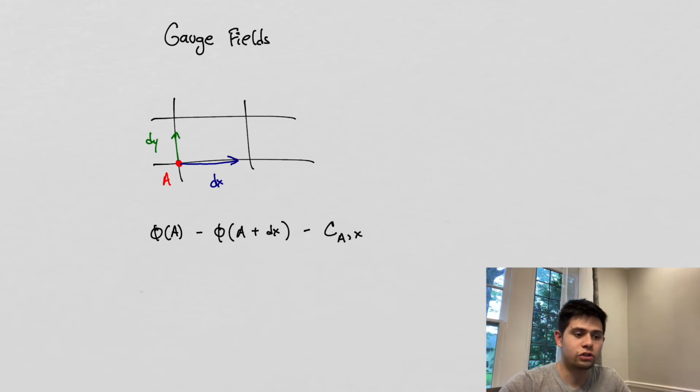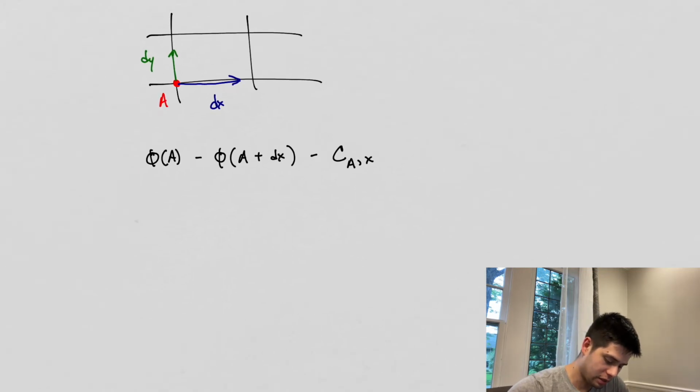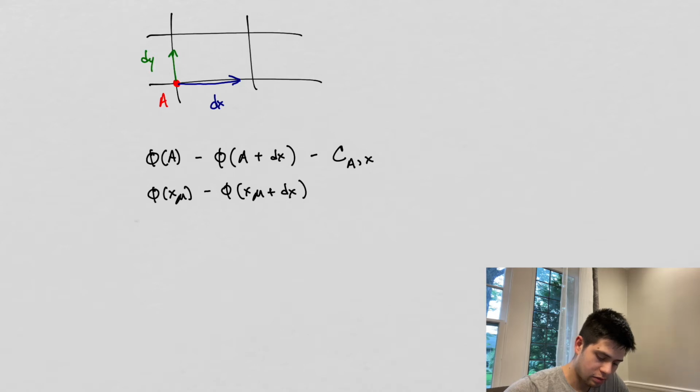So we can generalize this. We can generalize this a little bit. We could say phi at x mu minus phi at x mu plus dx minus c at x mu going in the x direction. All right, so I'm just labeling things a little bit differently.